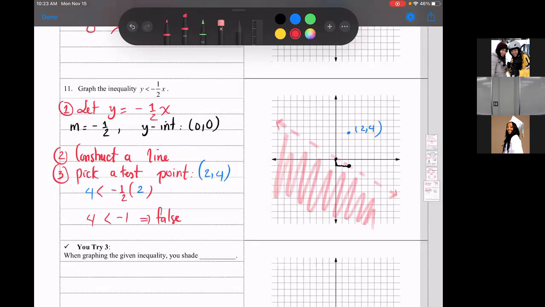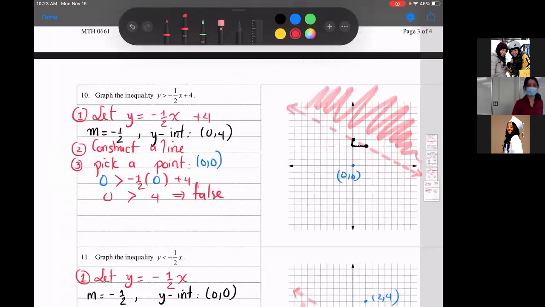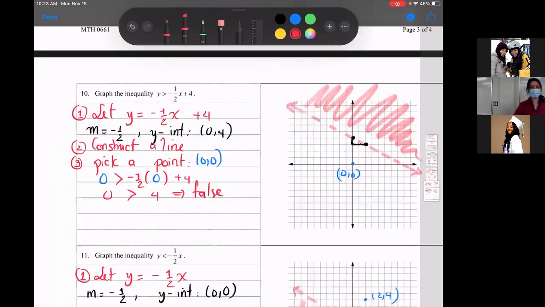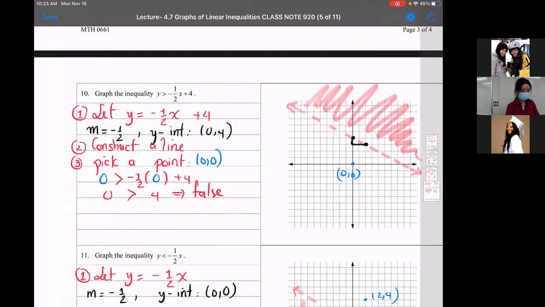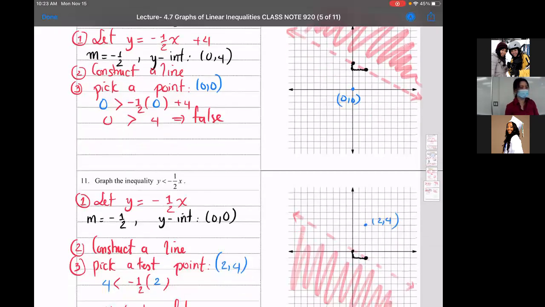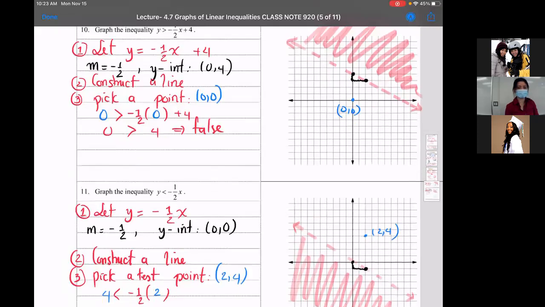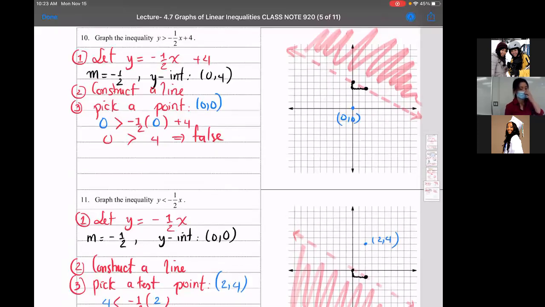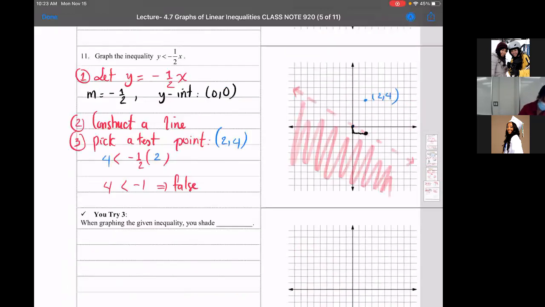But the other one was false, and we shaded the top. So I shaded the opposite side, which is the top. It was on the bottom. So whenever it's false, you shade the opposite side. Does that make sense? It's the side of the point that you pick. See the blue point? I shade the opposite of the side of the blue point, which is the top.